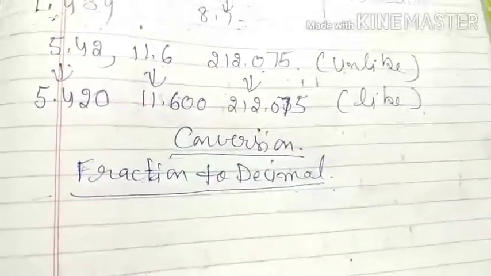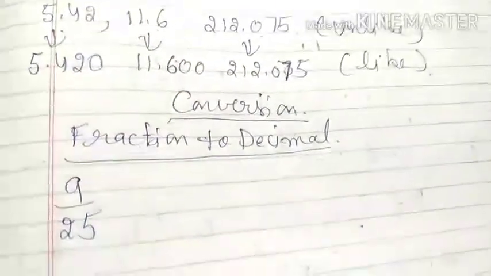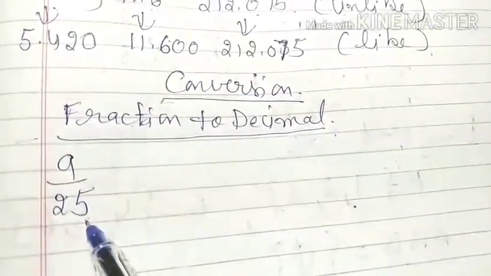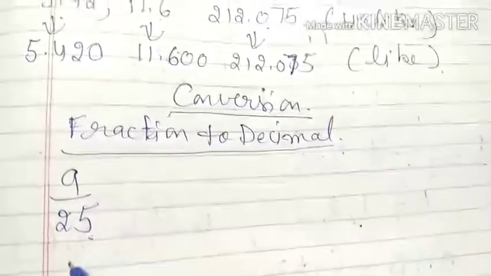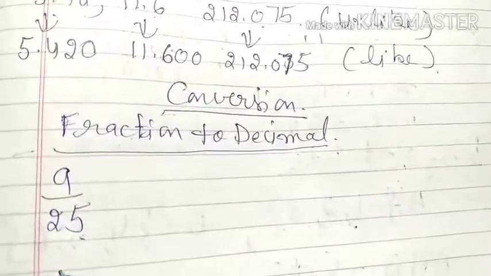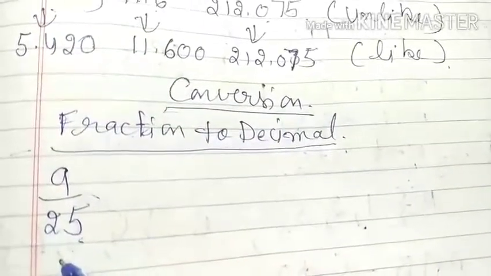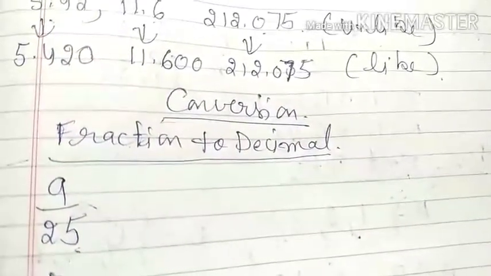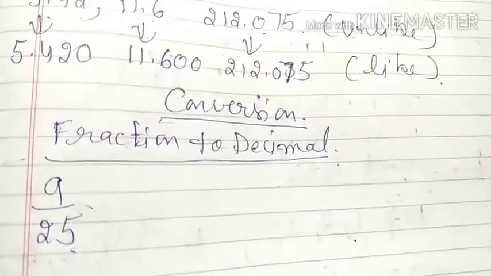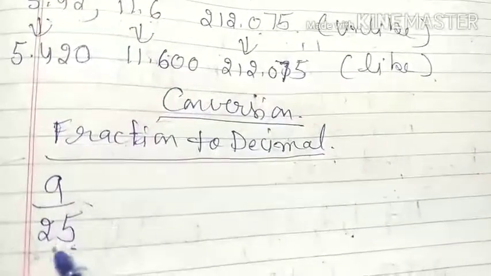So first, how do I solve with the first method? Suppose I have the number 9 by 25. One thing you have to remember: if the denominator is a multiple of 2 or a multiple of 5, then you can easily make the denominator a multiple of 10. So here first I will check the denominator. Is it a multiple of 5? Yes, it is a multiple of 5. So I will find a number which can be multiplied by the denominator of the fraction to make it a multiple of 10. In this regard, I multiply 25 by 4.